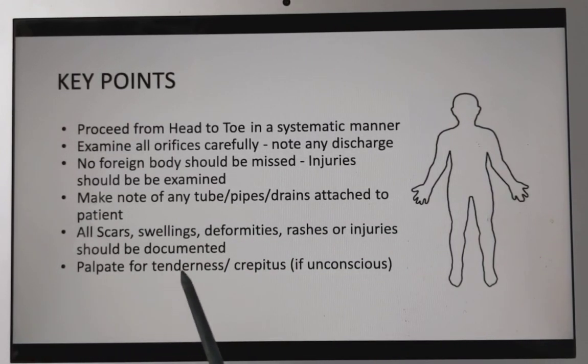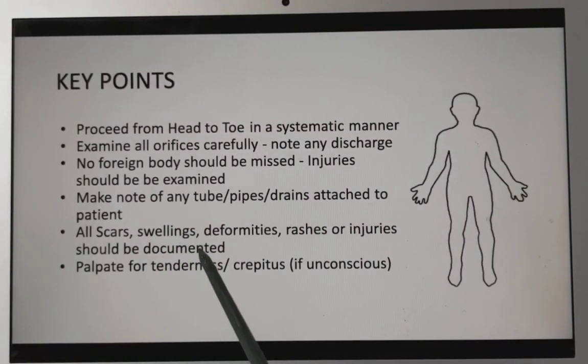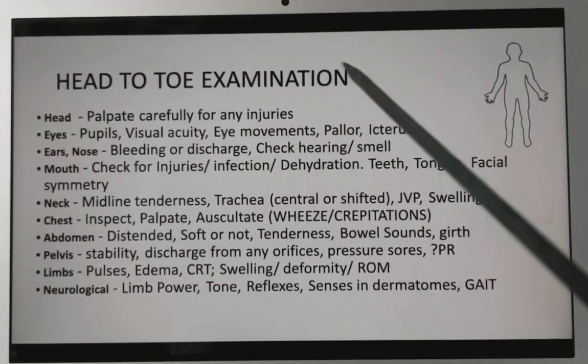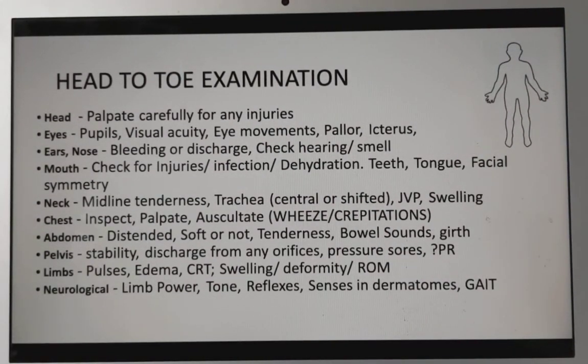And palpate: if you do not know whether a part is injured, you should note if there is any crepitus, especially if a person is unconscious. Of course, otherwise, if the patient is conscious, they can tell if a body part is tender, like their hand or feet. So, head to toe examination. This is just a brief overview of the secondary survey.